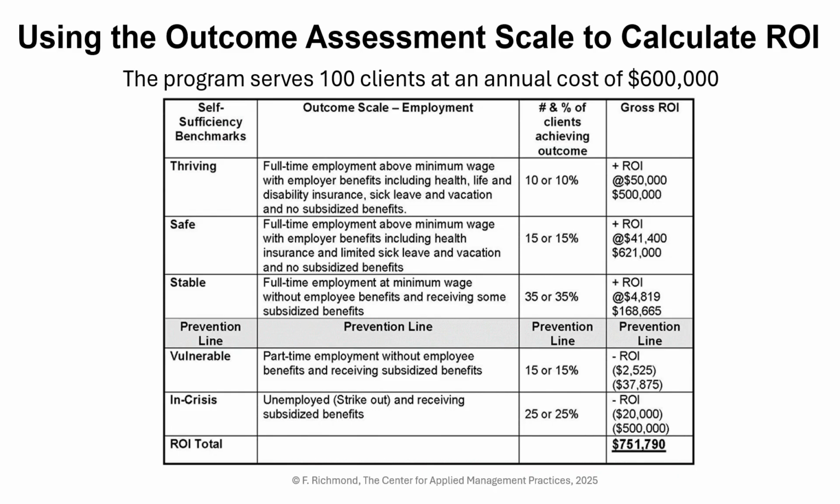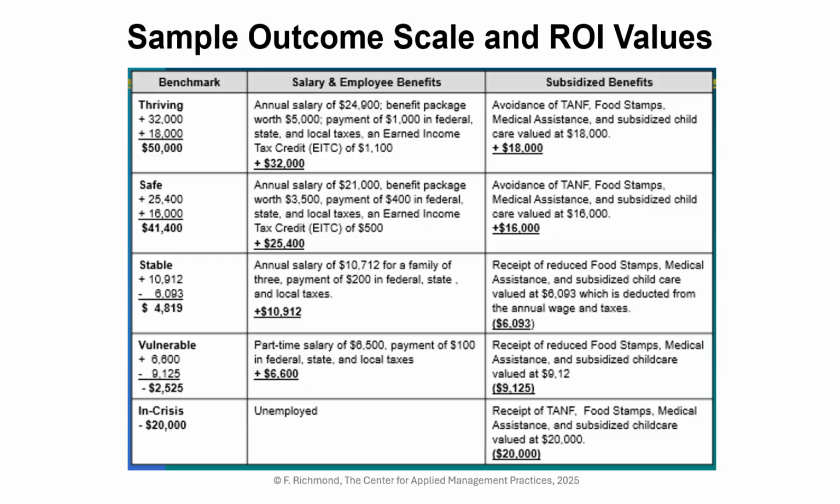Now here's what also didn't happen, if we want to be real about this. Part-time jobs, 15, and we lost money, okay? It was a negative 25 because you're also providing benefits, so that they're not earning as much. And then you got another 25 that nothing happened with, and you spent the $20,000 and it's gone. So what you have here is when you combine the thriving, safe, and stable with the vulnerable and crisis, even with the losses, you have $751,000 value.